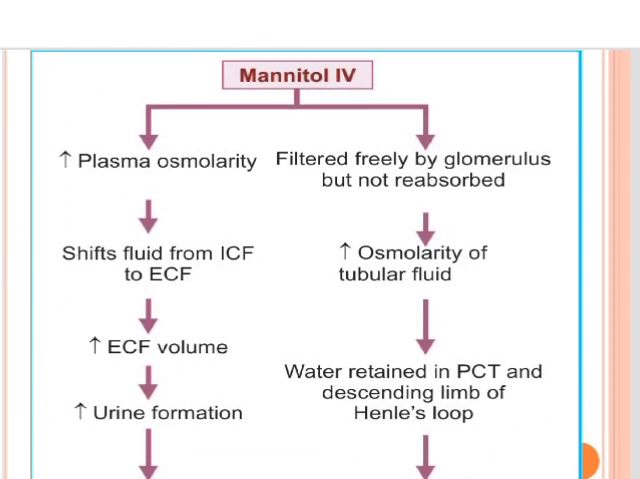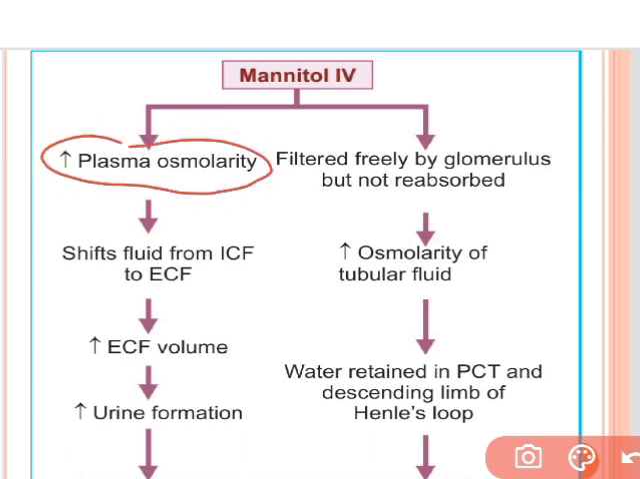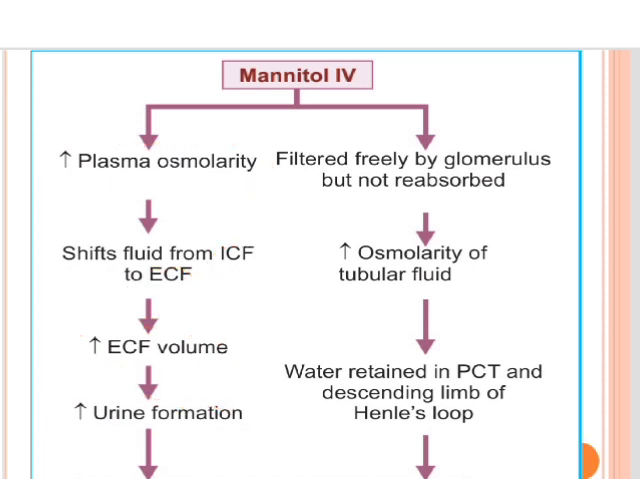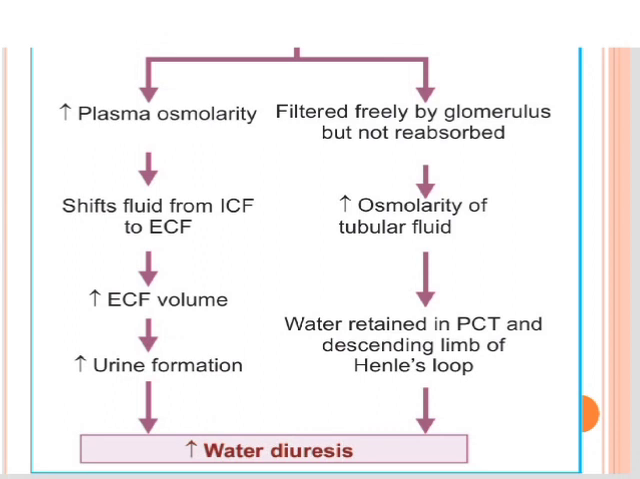When mannitol is given intravenously, what does it do? It increases the plasma osmolarity. Because of the increase in plasma osmolarity, there is a shift of fluid from the intracellular compartment to the extracellular compartment, and because of that the extracellular fluid volume increases. That increases urine formation, and that will increase the water diuresis.